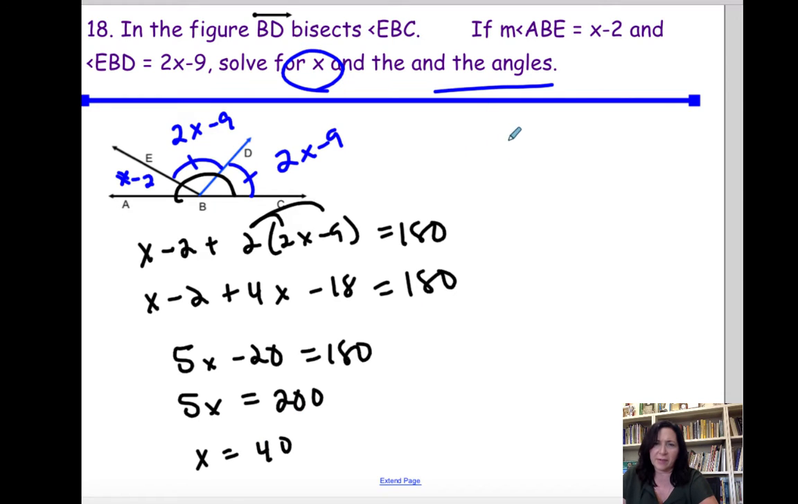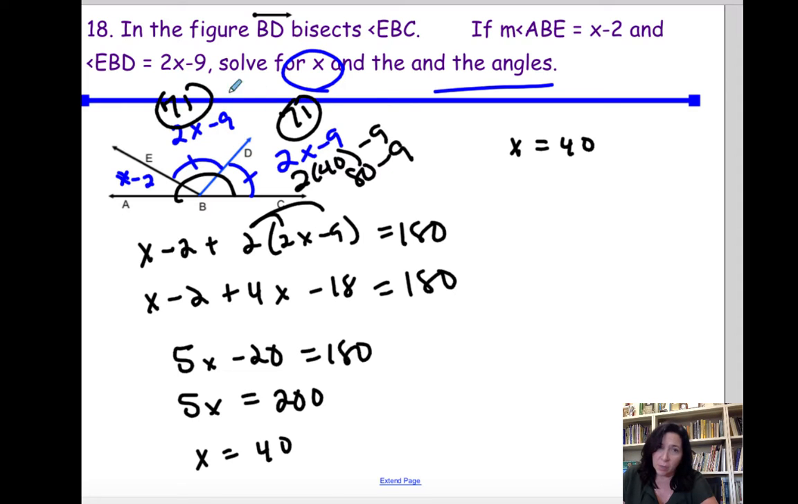Okay, so we found x. x is equal to 40. Now I have to find the angles. Well, I know that that's 2 times 40 minus 9. So 2 times 40 is 80, and 80 minus 9 is 71. So that's 71. So that means that's 71. And if x is 40, that means that's 38. Okay, so x minus 2.